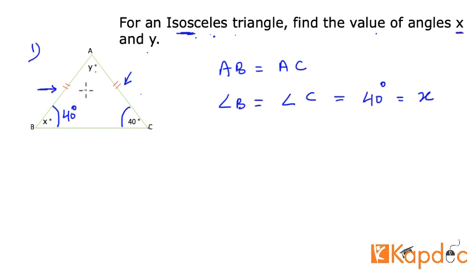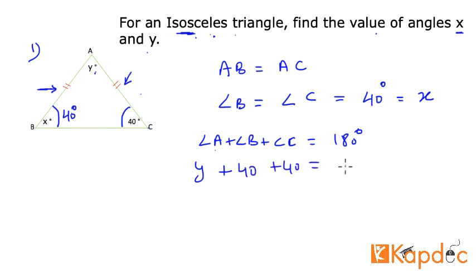Now we need to find the third angle. We also know that the sum of all interior angles of a triangle is equal to 180 degrees. That means angle A, which is Y, plus 40 degrees from angle B, plus 40 degrees from angle C, should be equal to 180. Or in other words, Y should be equal to 180 minus 80, and that will be simply 100 degrees.